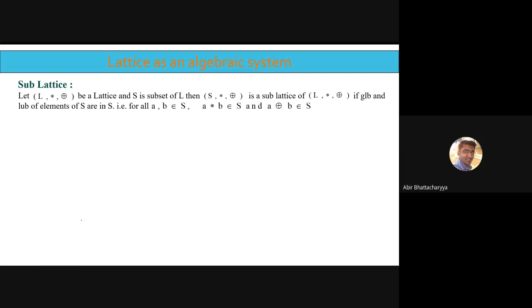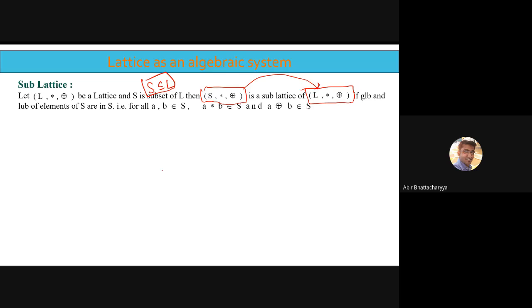Sublattice means we must have a subset. S is a subset of L. Okay, so (L, *, +, ∘) is going to be the lattice, and S is a subset of L, any subset. Then what we can say is that (S, *, +, ∘) is called a sublattice of (L, *, +, ∘).